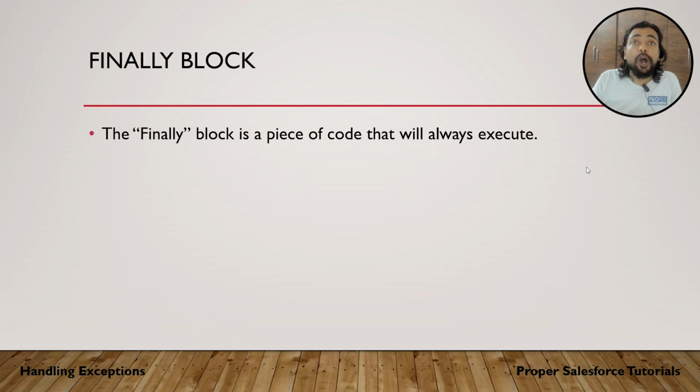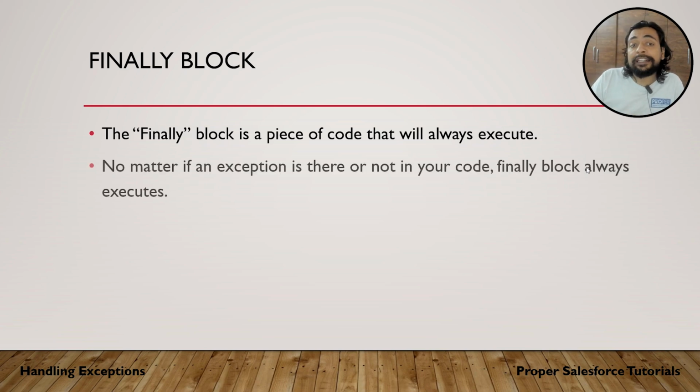Now the finally block is a piece of code that will always execute in our program, basically in case of code which is generating exceptions. So no matter if an exception is there or not, finally block will always execute.